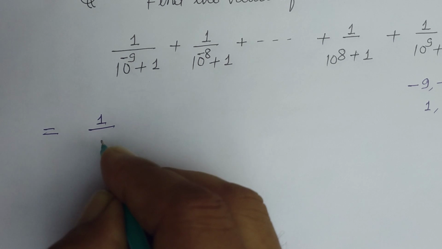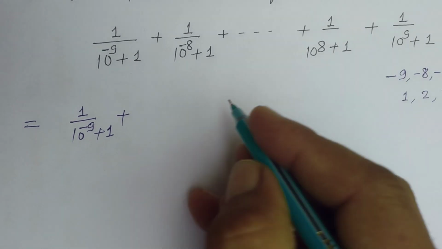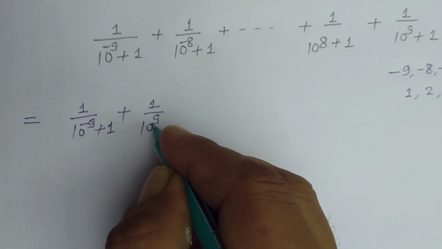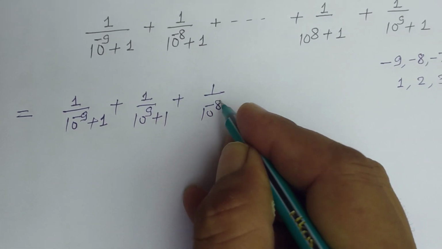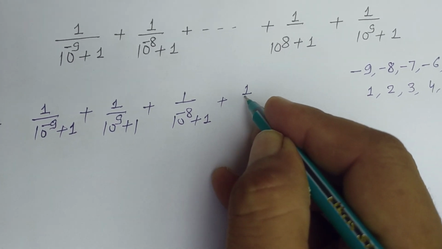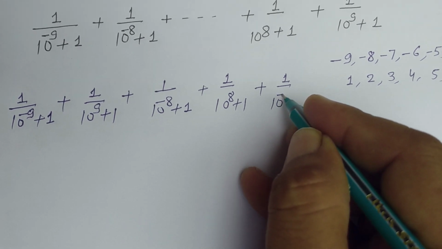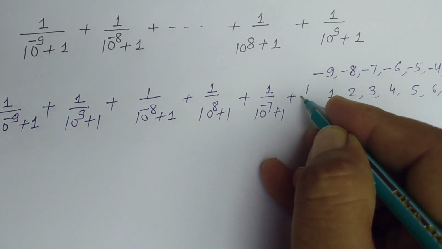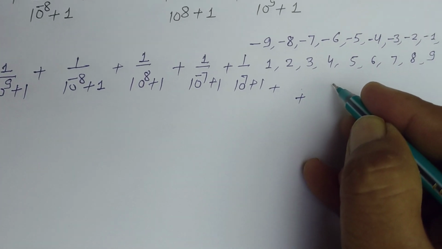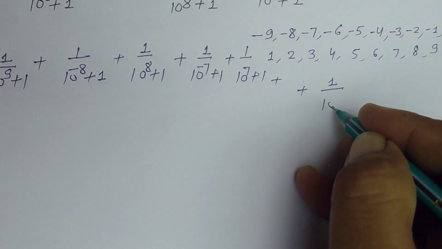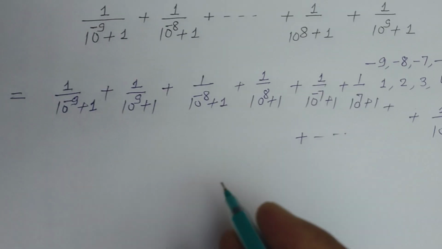If we write this, 1 upon 10 to the power minus 9 plus 1, and here 1 upon 10 to the power 9 plus 1, 1 upon 10 to the power minus 8 plus 1, here 1 upon 10 to the power 8 plus 1, plus 1 upon 10 to the power minus 7 plus 1, plus 1 upon 10 to the power 7 plus 1, and so on. We got one term which is 1 upon 10 to the power 0 plus 1.